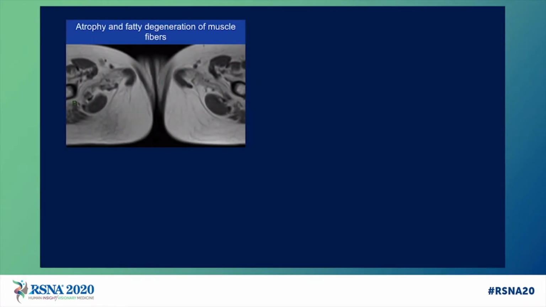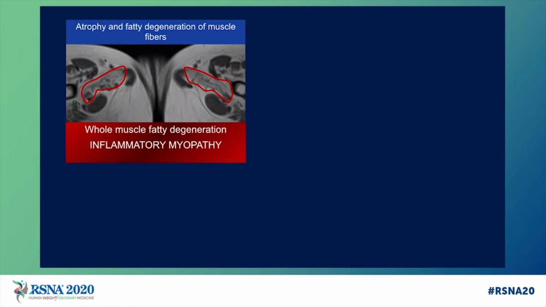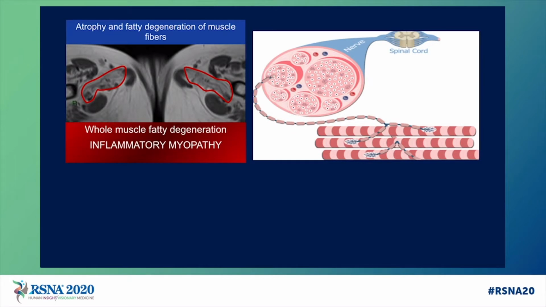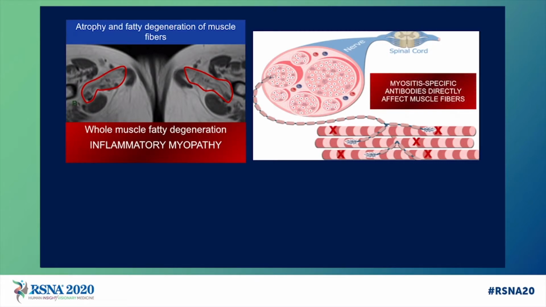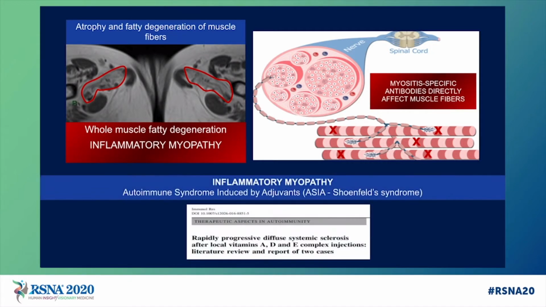In this patient, we could also see this atrophy and fat degeneration of the whole muscle, suggesting an inflammatory myopathy. When we look at our schematic motor unit, we could see here that in inflammatory myopathy, the muscle fibers are affected directly by myocyte-specific antibodies, resulting in this appearance of whole muscle fat degeneration. This case was a case of ASIA syndrome.